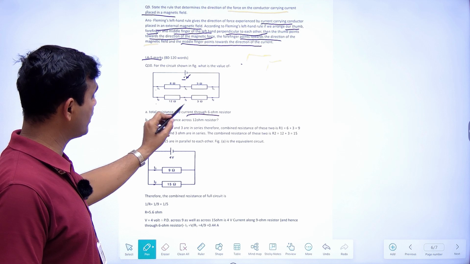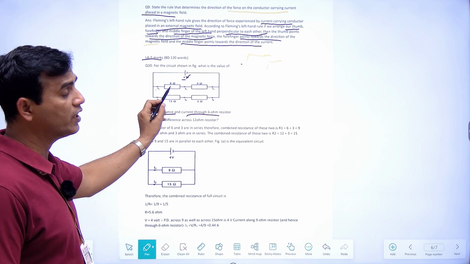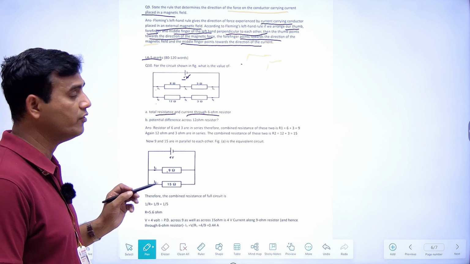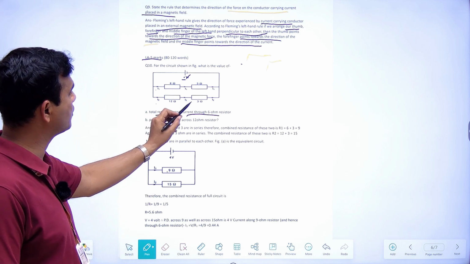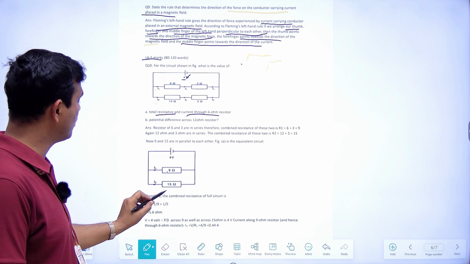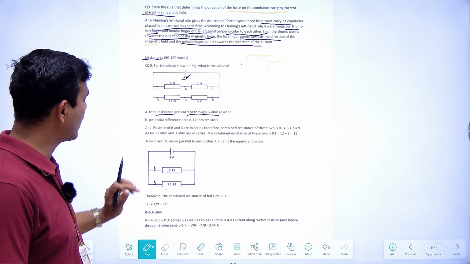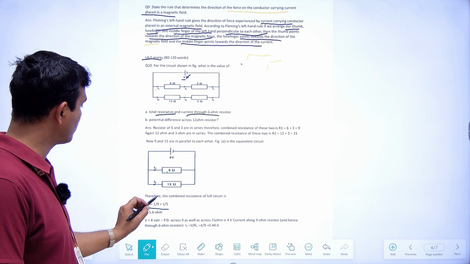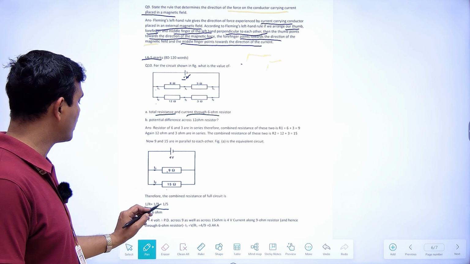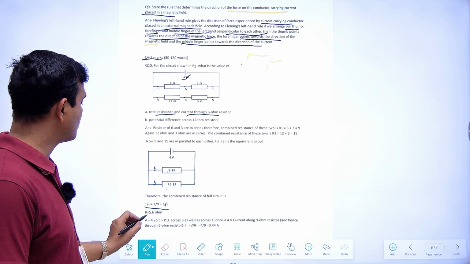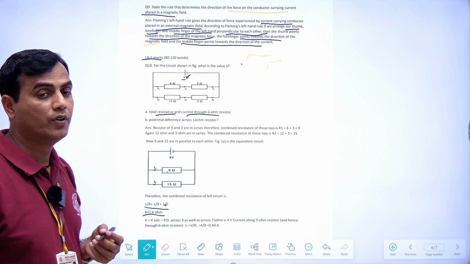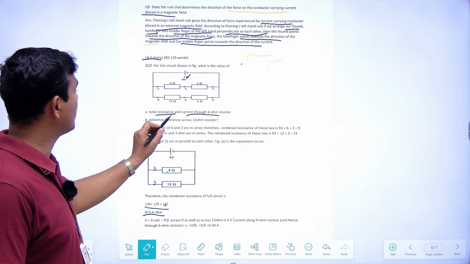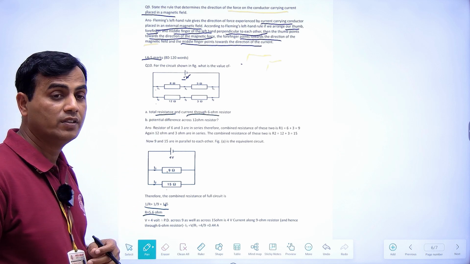Equivalent resistance: first we combine 6 ohm and 3 ohm in series, the combined will be 9. Similarly for the second branch, 12 ohm and 3 ohm, 15 ohm. Both these are in parallel. So the equivalent resistance is 1 upon R equals 1 upon 9 plus 1 upon 15, which comes to R equals 5.6 ohm. Clear? So the total resistance is 5.6 ohm.